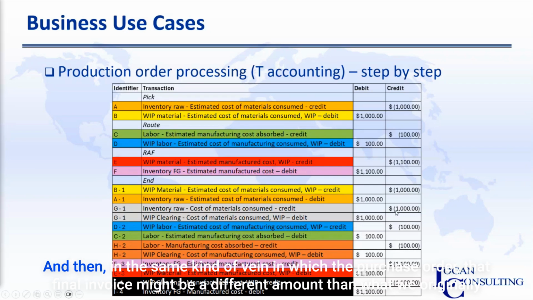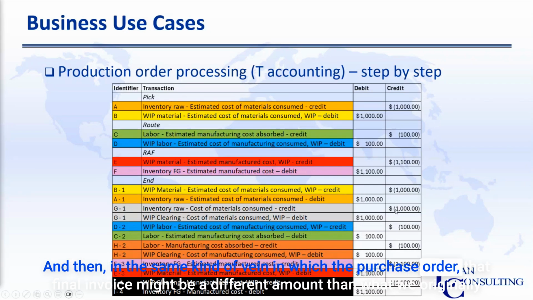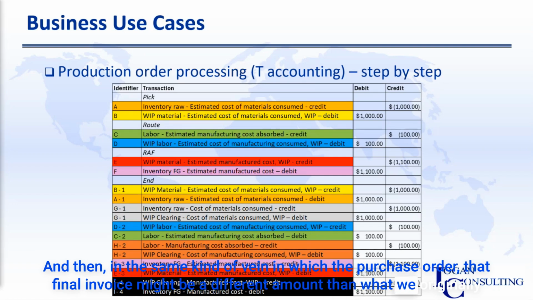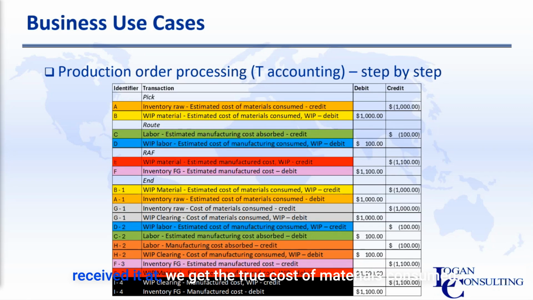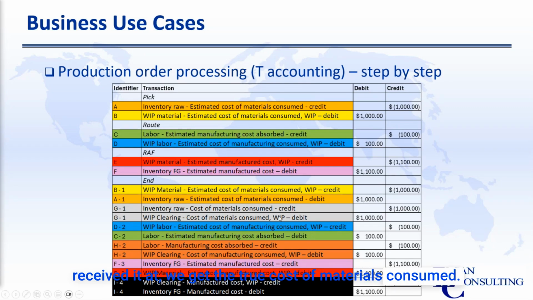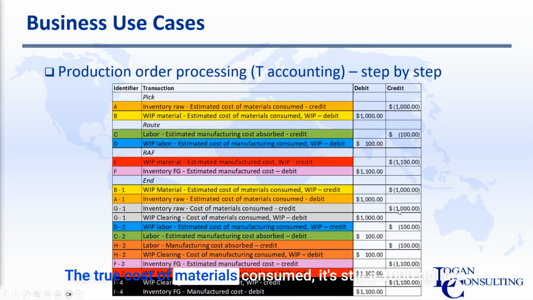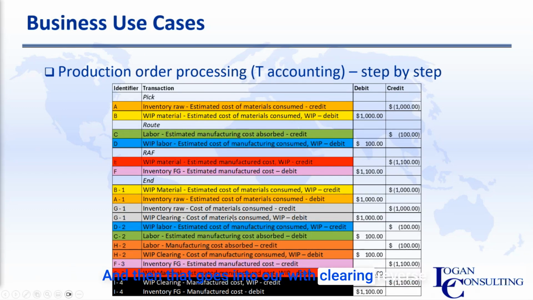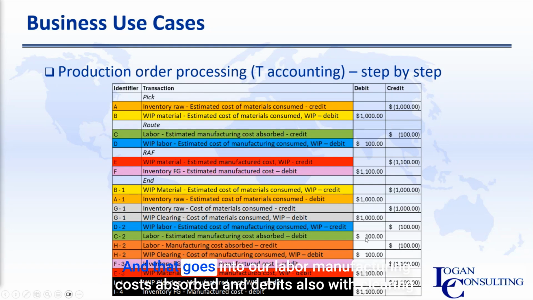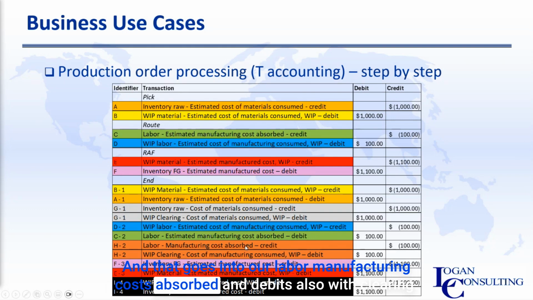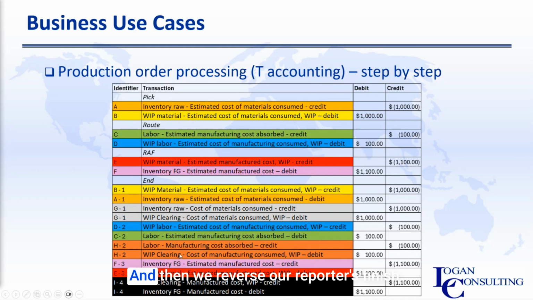And then in the same kind of vein in which the purchase order, that final invoice might be a different amount than what we originally received it at, we get the true cost of materials consumed. The true cost of materials consumed is still $1,000. And then that goes into our WIP clearing. Reverse the labor, and that goes into our labor manufacturing cost absorbed, and debits also WIP clearing. And then we reverse our report as finished.